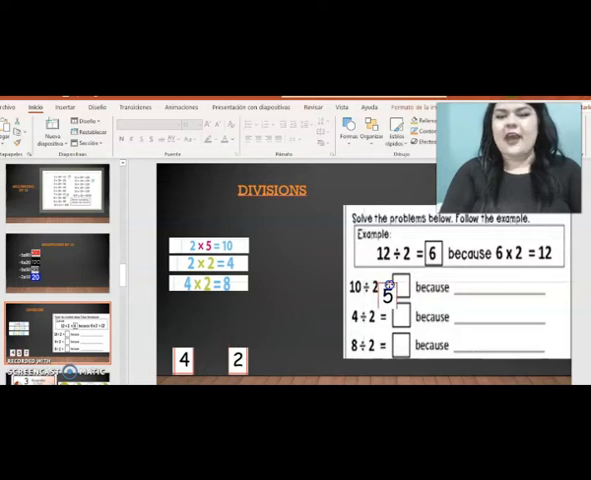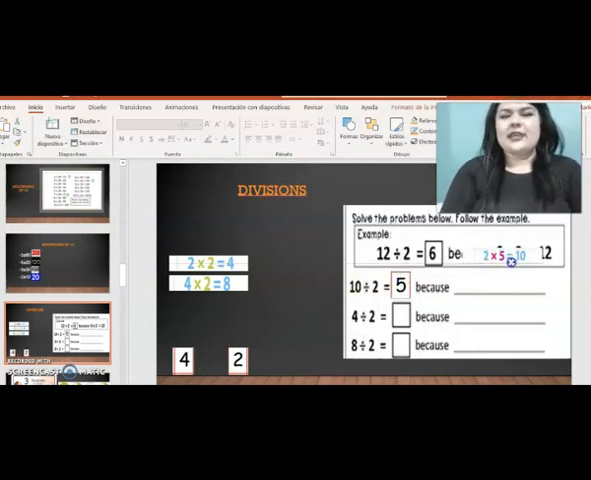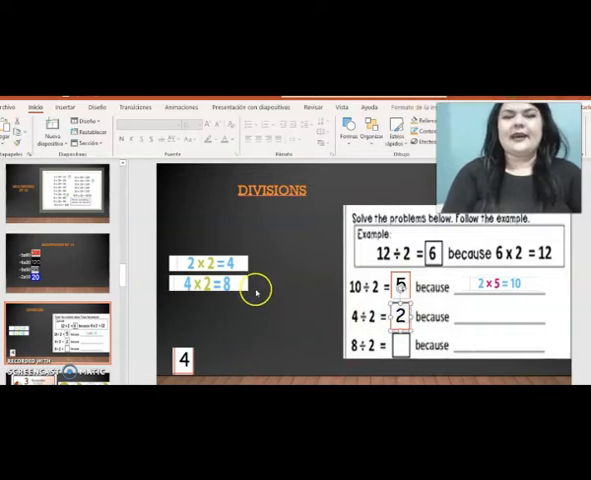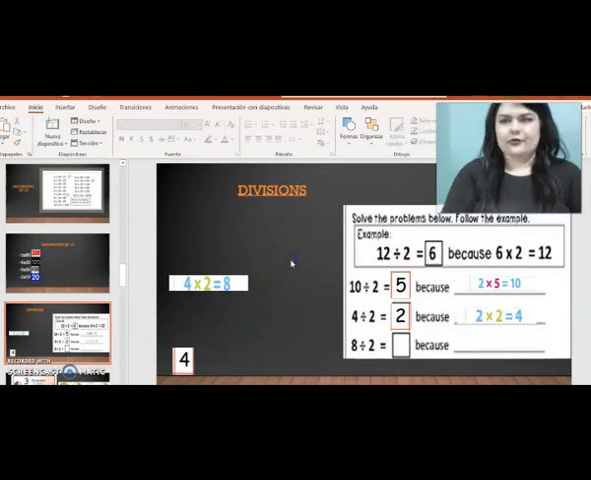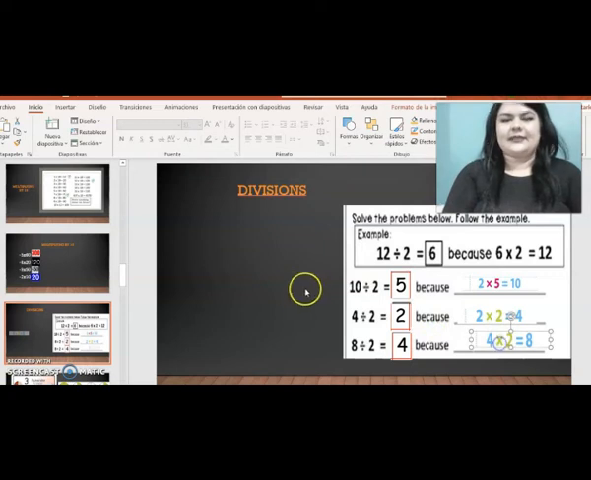Correct, equals 5. But why? Because 2 times 5 is 10. Correct. 4 divided by 2 equals 2 because 2 times 2 equals 4. In my last exercise, 8 divided by 2 is 4. But why 4? Because 4 times 2 equals 8. You see? It's pretty easy.